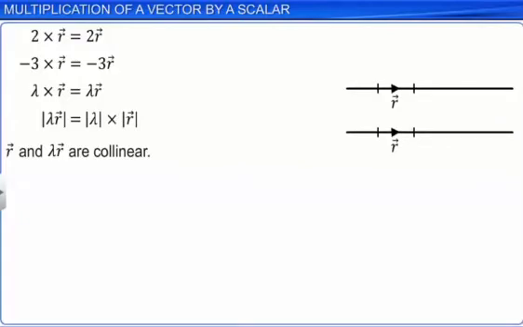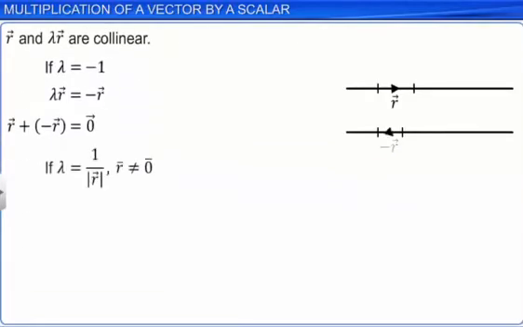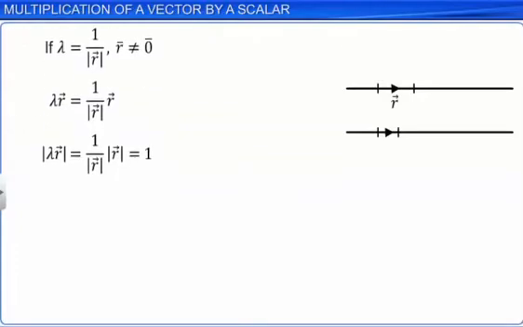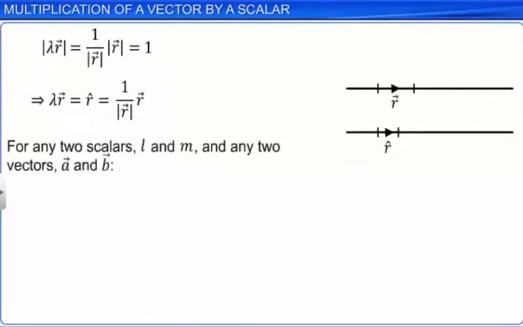Multiplying a given vector r by -1, we get vector minus r, which is equal in magnitude but opposite in direction to vector r. Vectors r and -r are called additive inverses of each other, and their sum is a zero vector. Multiplying a non-zero vector r with the reciprocal of its magnitude, we get a vector whose magnitude is 1. In this case, the new vector is a unit vector r with the same direction as the given vector and magnitude equal to 1. A unit vector r is denoted as shown. The multiplication of vectors by scalar quantities follows the distributive laws shown here.